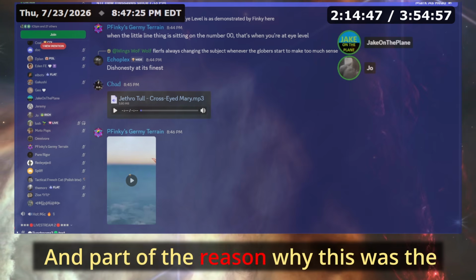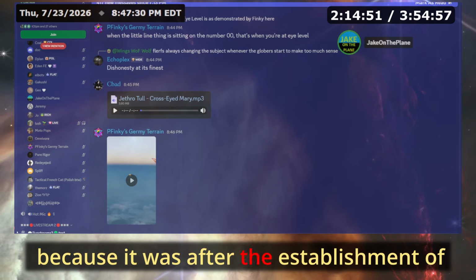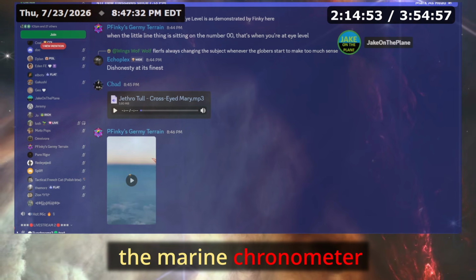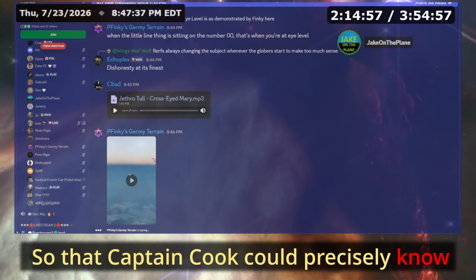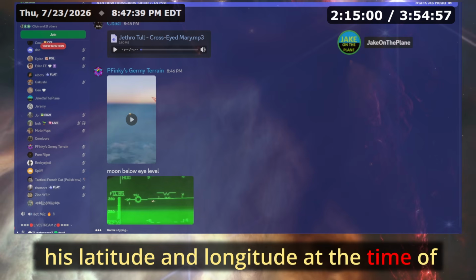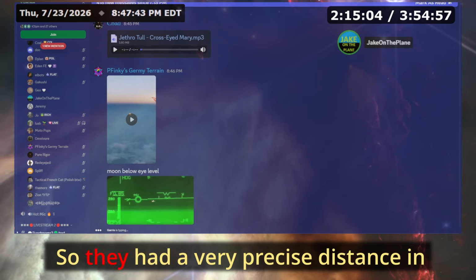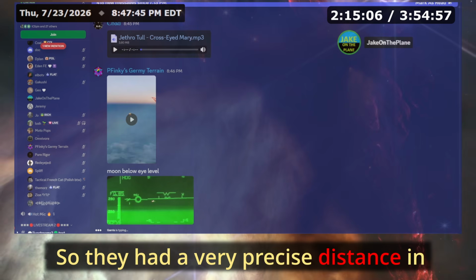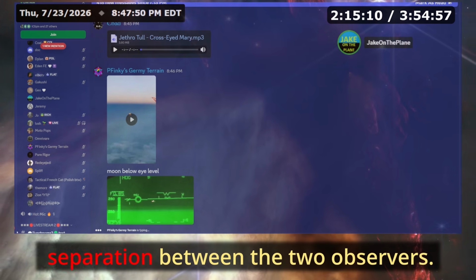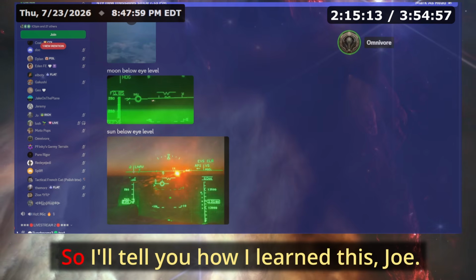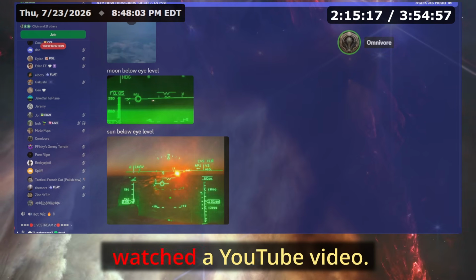Right. And part of the reason this was the first precise, rigorous measurement was that it came after the establishment of the marine chronometer, a precise timing device, so Captain Cook could precisely know his latitude and longitude at the time of his observation compared to the other observations. So they had a very precise distance in separation between the two observers. So I'll tell you how I learned this, Joe, since you kind of implied I watched a YouTube video.